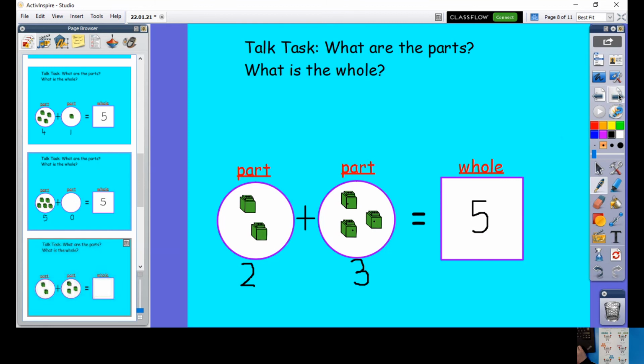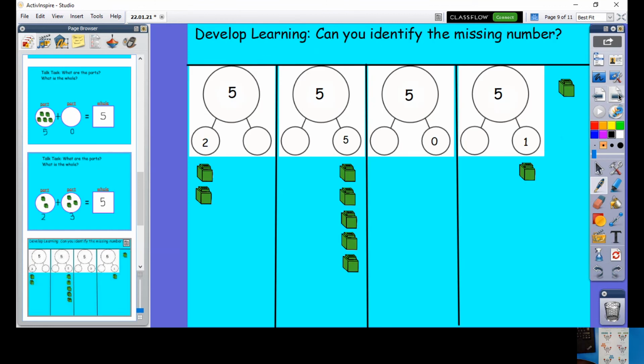Okay, let's move on. Okay, it says here, can you identify the missing number? We can add some cubes to help us. So, our whole number for all of these activities is 5. Fantastic. So we need to add cubes to the other parts to make 5.